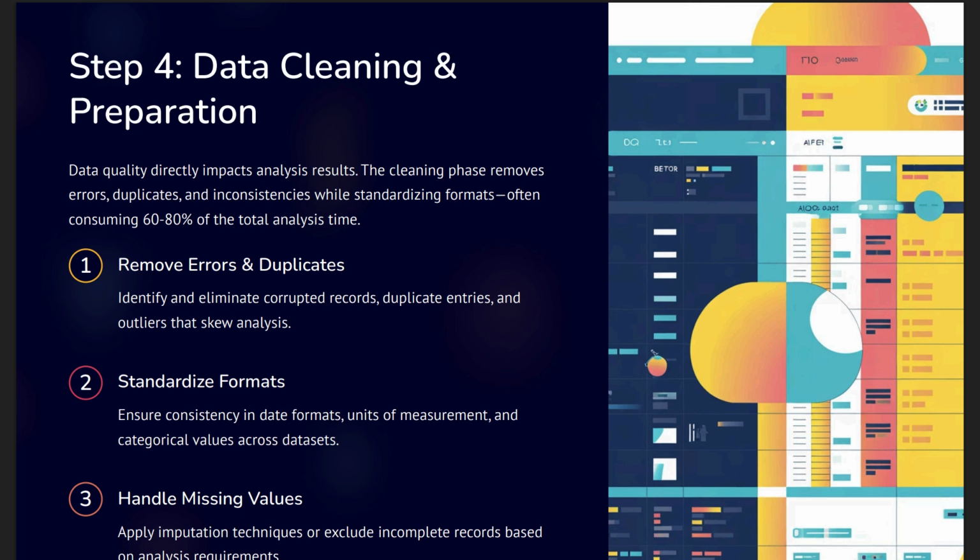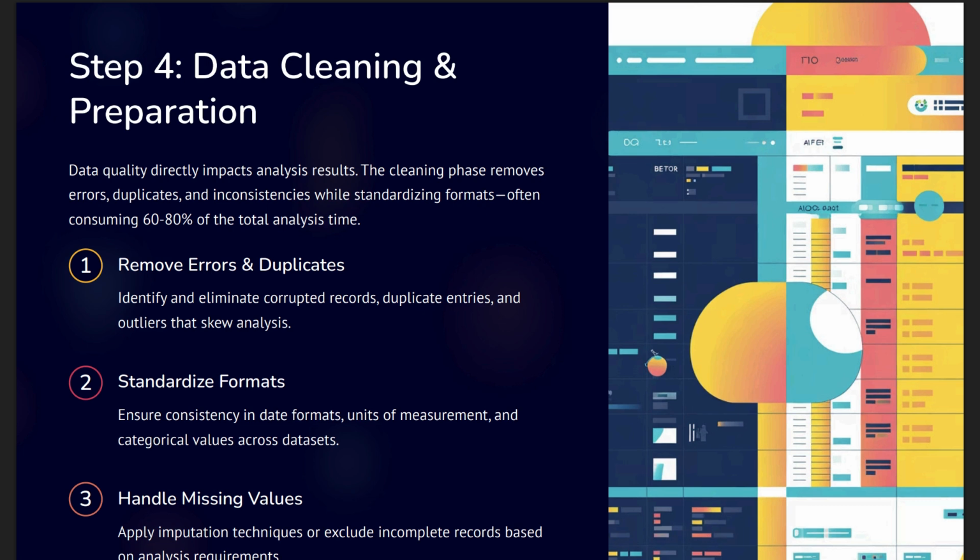Now, data cleaning and preparation. This is one of the most time-consuming yet critical steps. In fact, almost 60 to 80% of the total analysis time is spent on cleaning data. If your data is messy, your results will be wrong, no matter how advanced your analysis is.